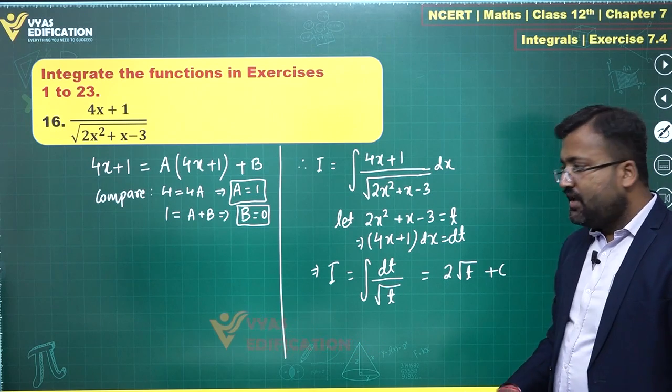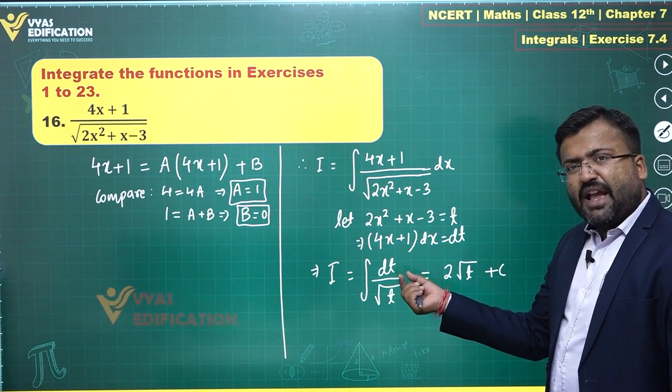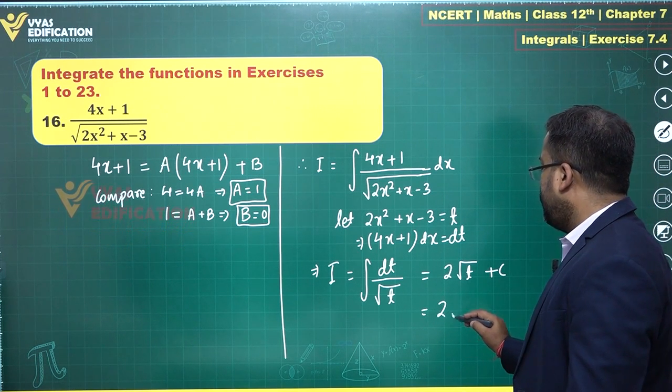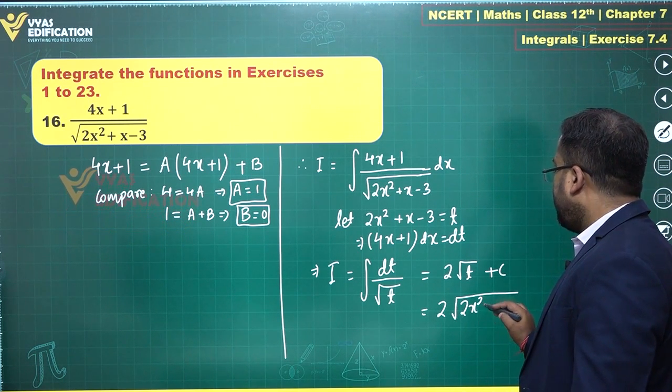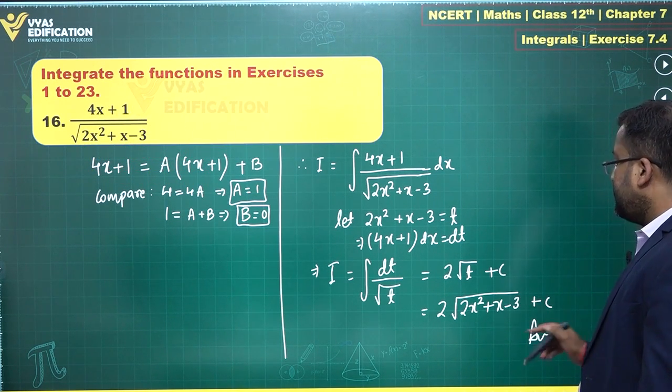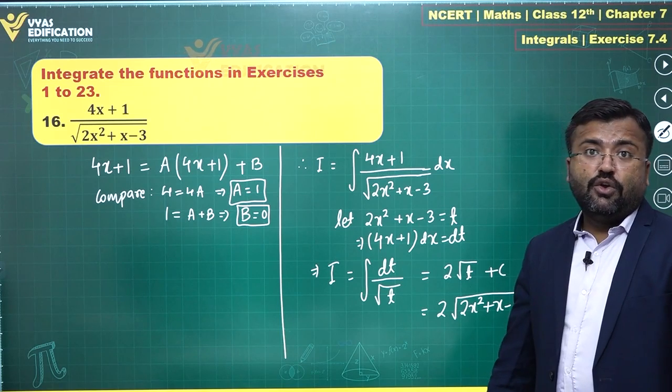This is what you get. t power minus half will actually be t power half upon half, that becomes this, and this converts to 2 under root of 2x square plus x minus 3 plus constant. That is my required answer for this particular question, the 16th over here.